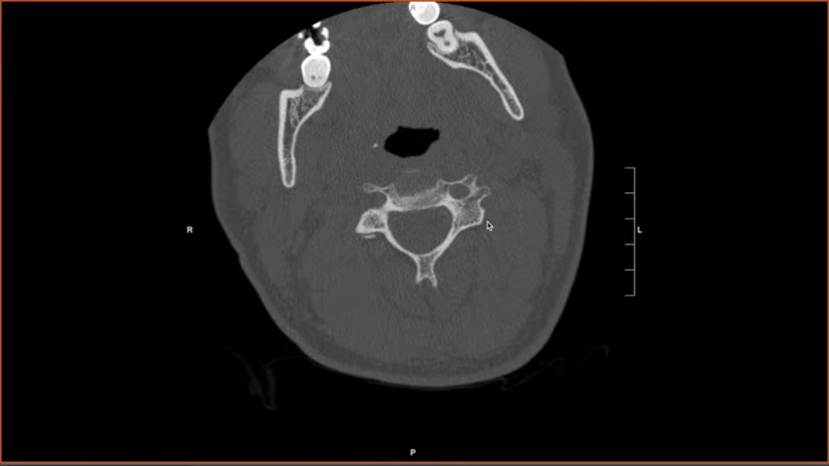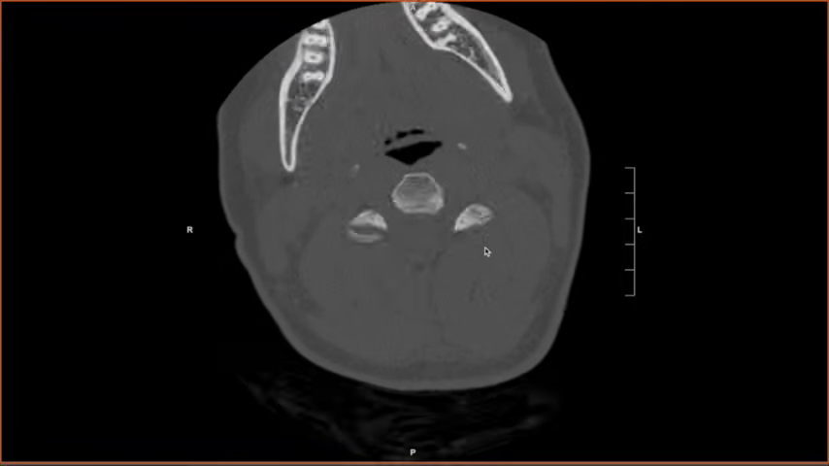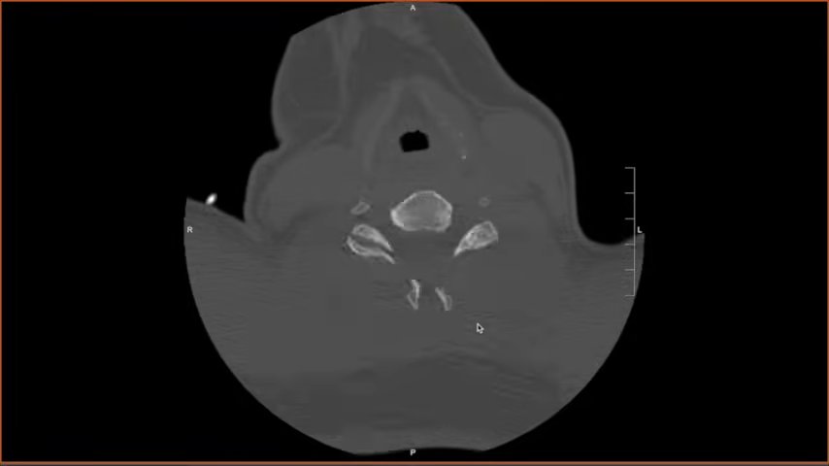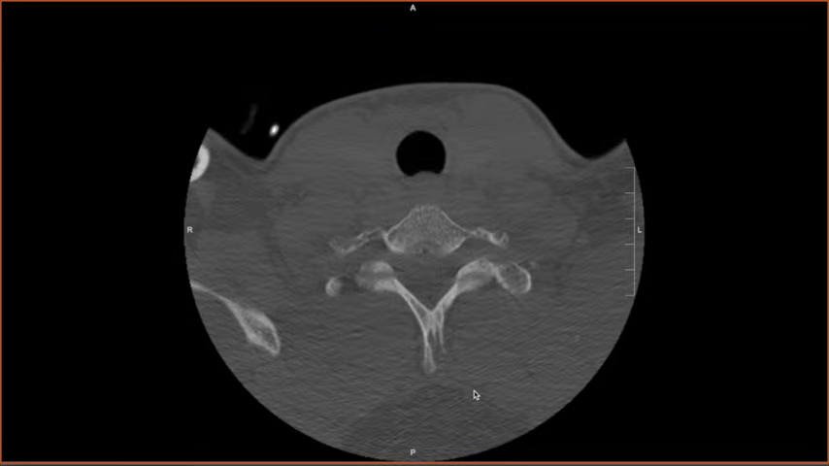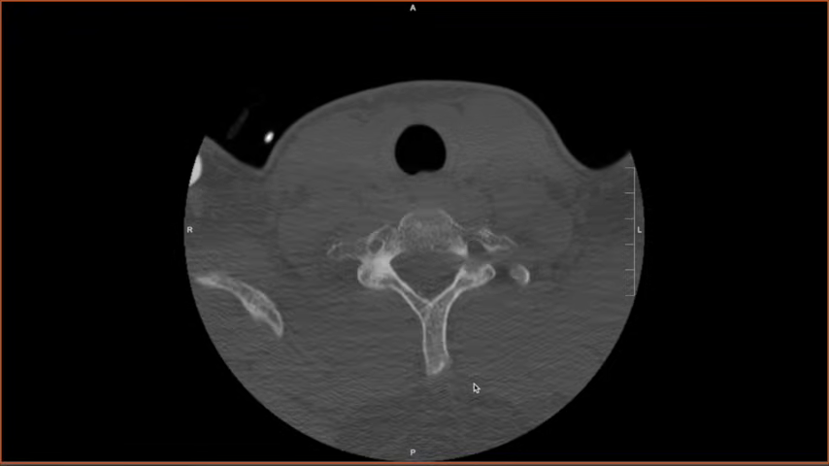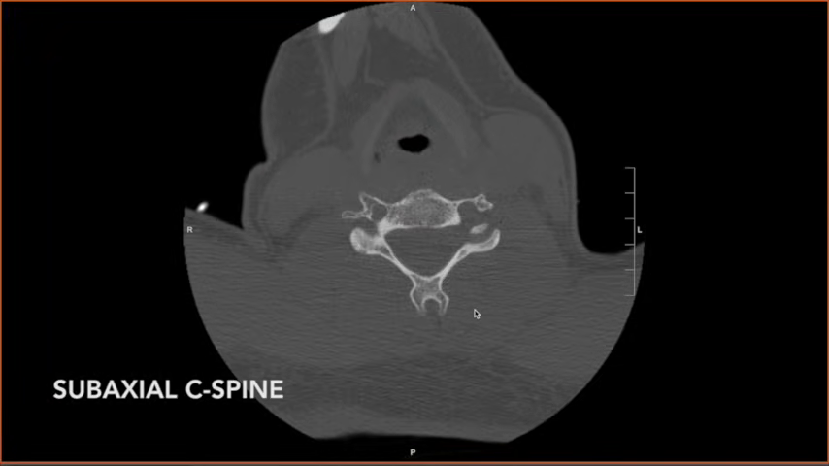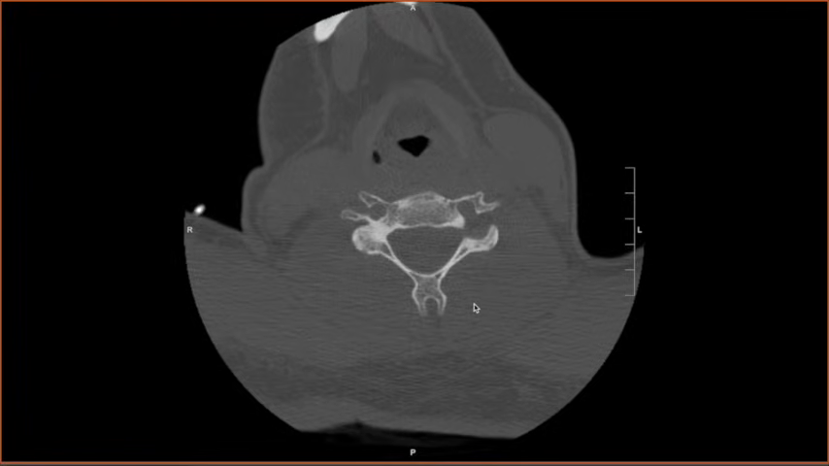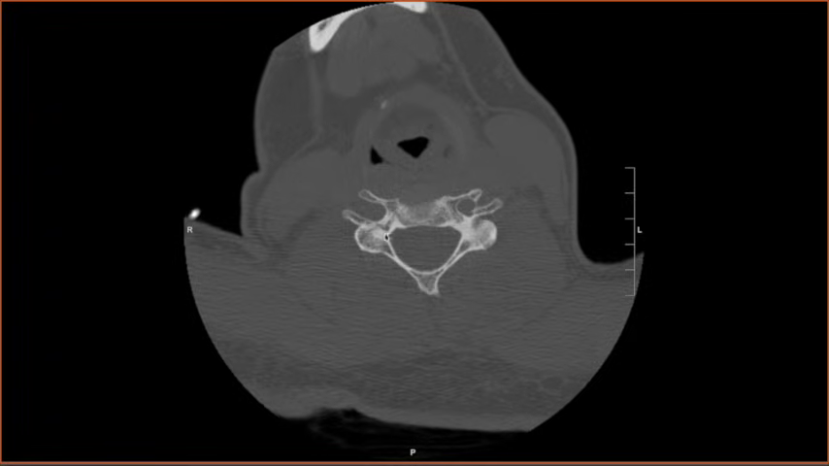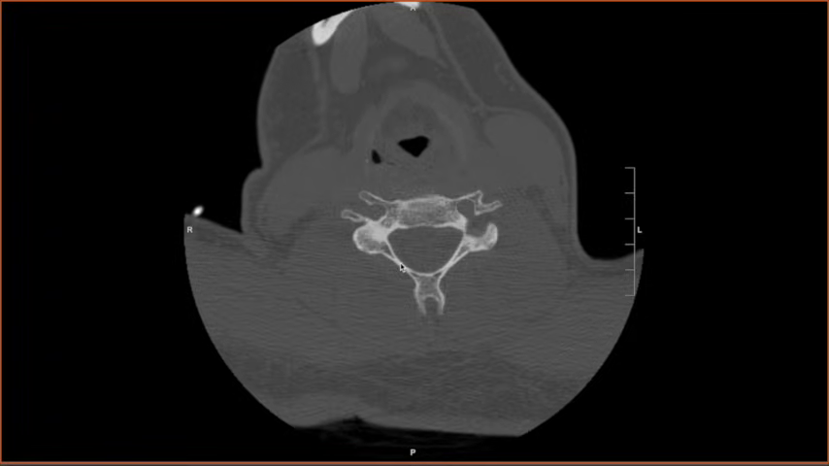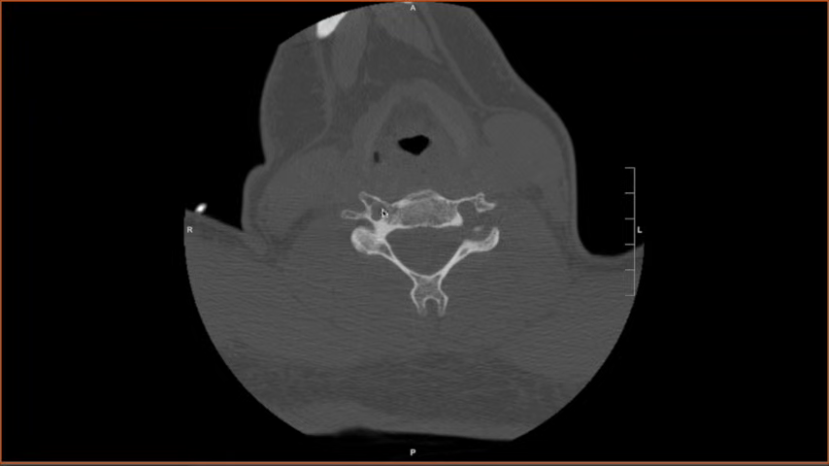More inferiorly, we have C3, C4, C5, C6, and C7. Vertebral bodies C3 to 7 are called the subaxial spine. Subaxial because it is below the axis, which is C2. Each are made up of a body, pedicles, lamina, transverse processes, which include the transverse foramina, and spinous processes posteriorly.